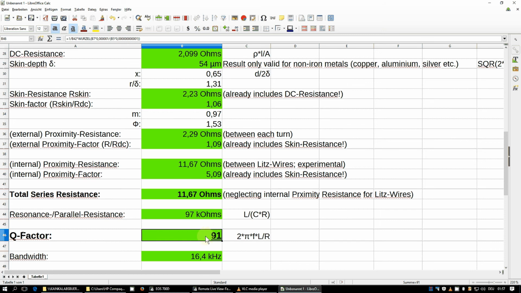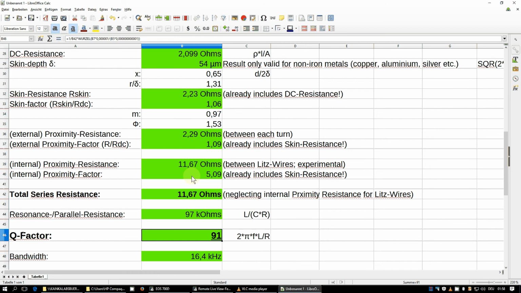So you can see how much the frequency comes into play, because all these factors, except for the DC resistance, but the skin effect, the external and the internal proximity effect, are all frequency dependent. And so I think we've gotten some useful results.